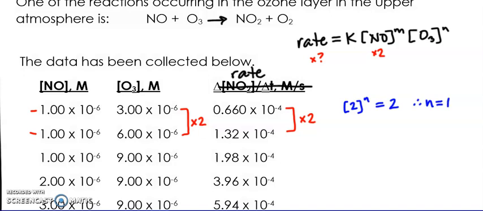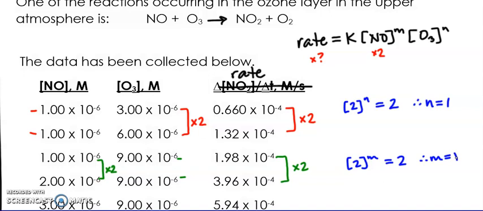Now let's do this with data where the O3 stays constant and the NO changes. We can see that right here, these two are the same. So what happens to these two? Well, this increases by a factor of 2. So what happens to the rate? If I take the 3.96 divided by 1.98, I also get a factor of 2. So this is saying we have the same thing. 2 to that power will equal 2. Therefore, m equals 1. So now we've found out that the NO concentration is also first order.